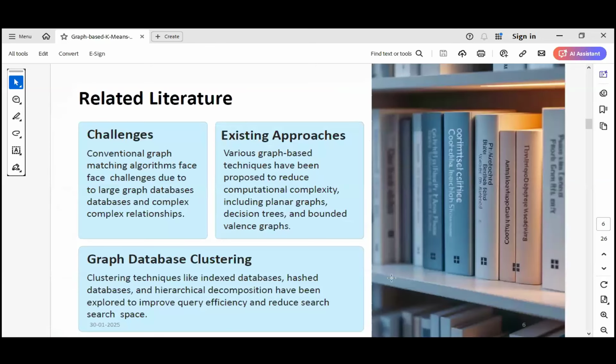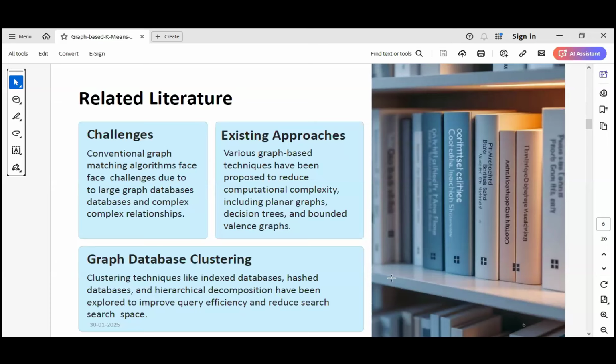Now, there are challenges with graph matching algorithms, in that they have very high computational costs. When there are huge numbers of attributes related to objects, or when the databases are quite large, graph matching becomes a heavy challenge. There are existing approaches discussed in the literature survey. Those approaches try to reduce computational complexity by using planar graphs, decision trees, or bounded valence graphs. Some graph-based approaches discuss index databases, hash databases, or arranging the database in a hierarchically decomposed manner.